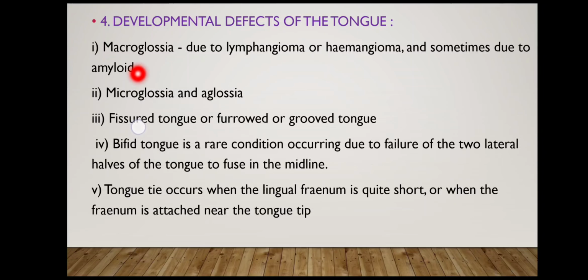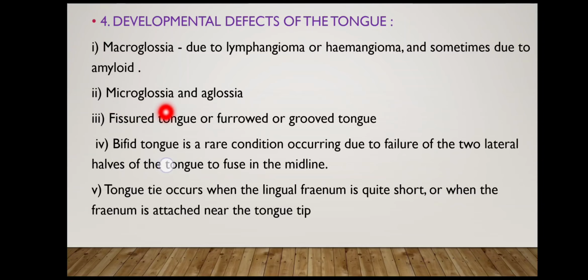The developmental defects of the tongue include macroglossia, which is due to lymphangioma, that is dilatation of the lymphatic vessels, and hemangioma, that is dilatation and proliferation of the vascular vessels, and it also might be sometimes due to amyloid deposition. Macroglossia is mostly associated with anomalies like Down syndrome and mental retardation.